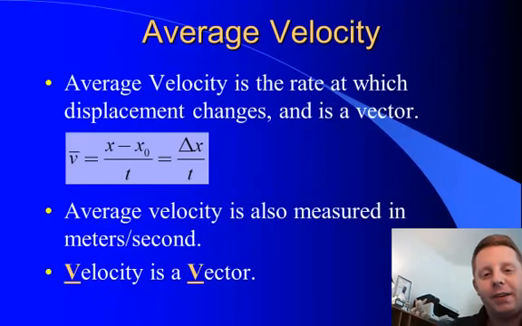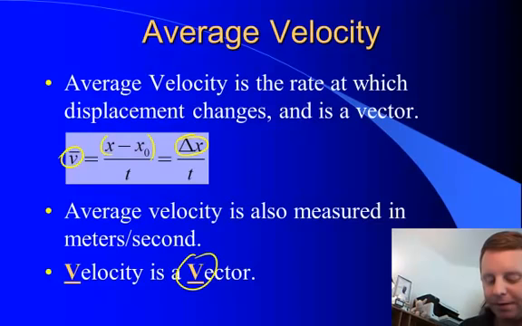Average velocity, on the other hand, does have a direction. It is a vector, and it's the rate at which displacement changes. So we said displacement we could write as x minus x initial, your final position minus your initial position, or we can also call that delta x. So average velocity, which is oftentimes shown with the exact same symbol, v for velocity with a line over it, so v can stand for speed or velocity, is delta x over t, the rate of change of your position or your displacement with respect to time. It's also measured in units of meters per second, and you can remember it's a vector. V velocity is a v vector.